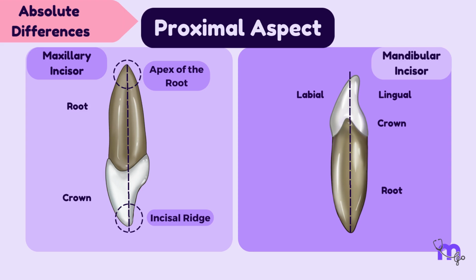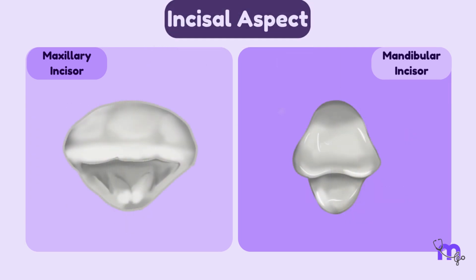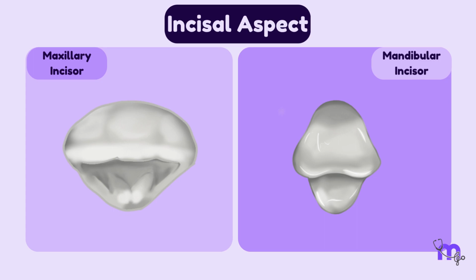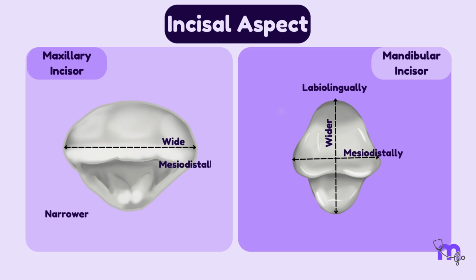On the contrary, with mandibular incisors, the incisal edge is positioned lingual to the midline, primarily due to the labial surface's inclination towards the lingual side. Let's now consider the incisal aspect of these teeth. The mandibular incisors exhibit a wider crown due to their labiolingual dimension being greater than their mesiodistal dimension. Conversely, in the case of maxillary incisors, the crown appears narrower because they are wider mesiodistally than labiolingually.